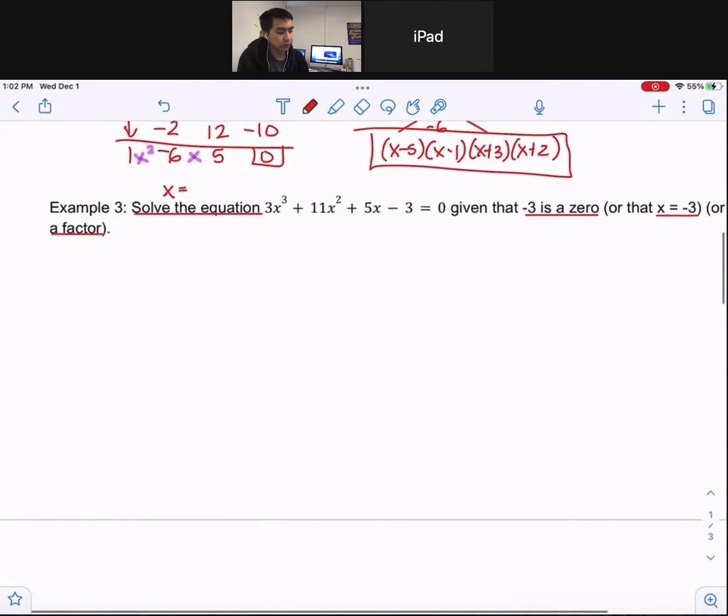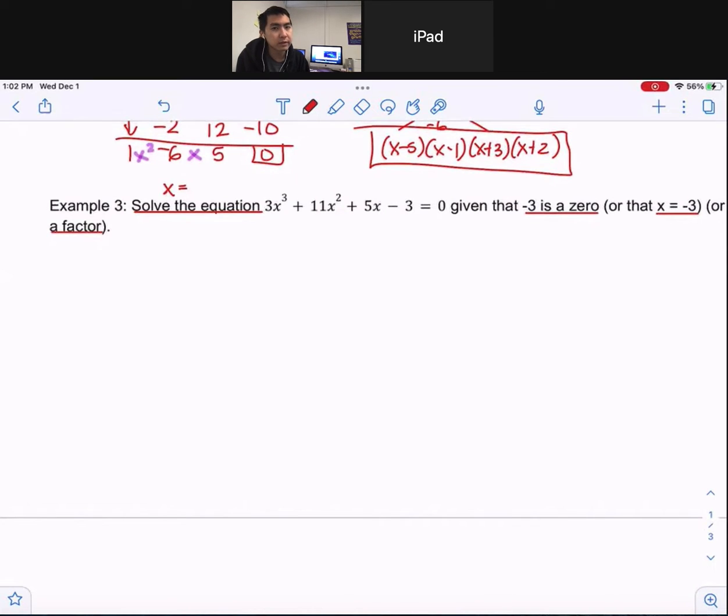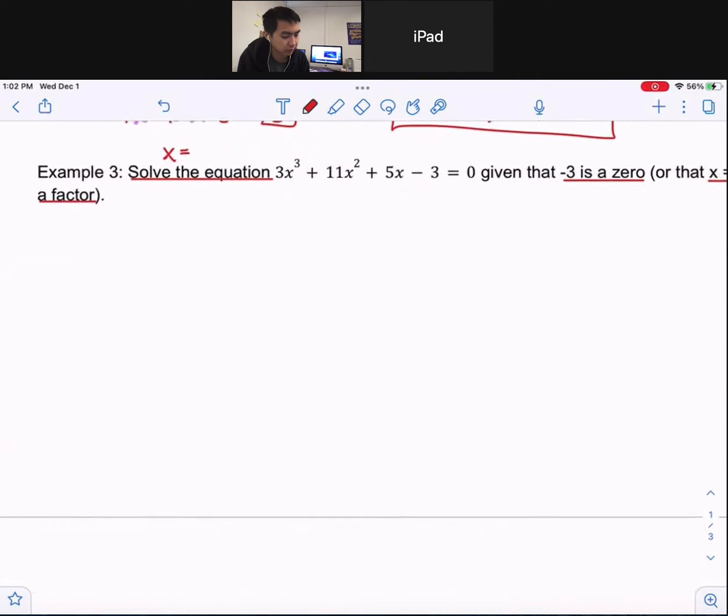So what we're going to do for this problem is use this 0 and do synthetic division using that 0, so that we can get this degree of 3 to be a degree of 2. And then possibly factor that using the X method to find your other factors and then solve.